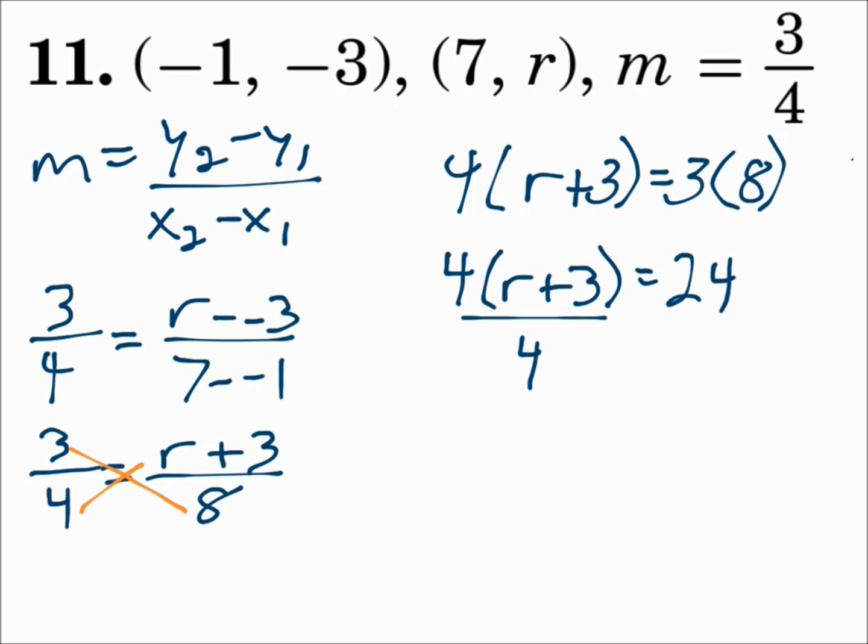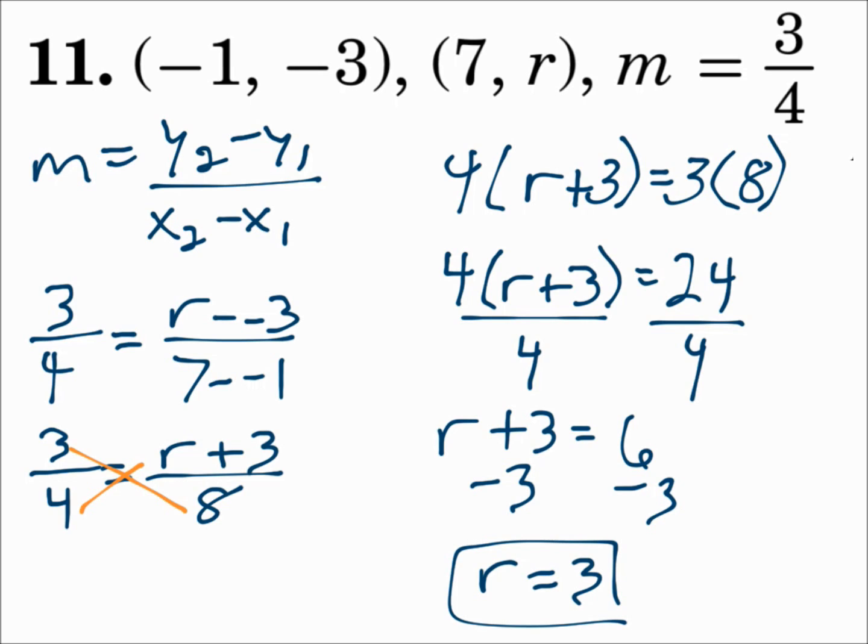So we'll divide both sides by that 4. 4 divided by 4 cancels on the left, leaving r plus 3. And 24 divided by 4 is 6. Now subtract that 3 since it's being added, and r is 3. So remember, substitute in and cross multiply and solve. You could have done the distributive property and worked it out in the end like a two-step equation, but it saves you a step if you go ahead and divide there early.